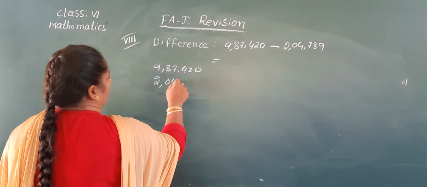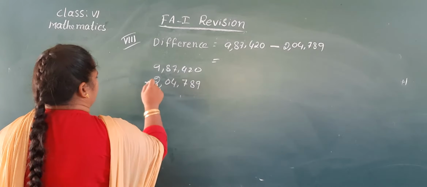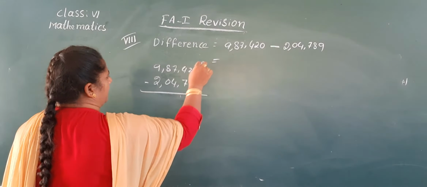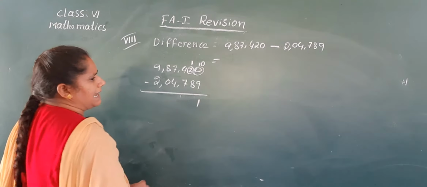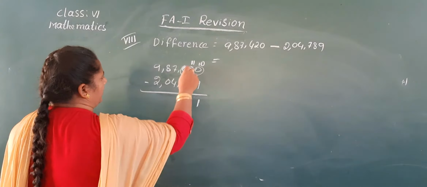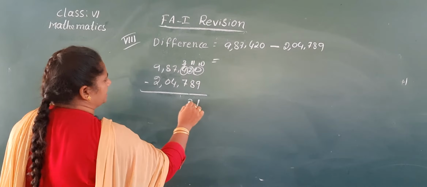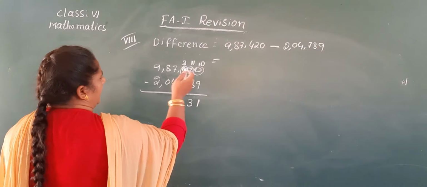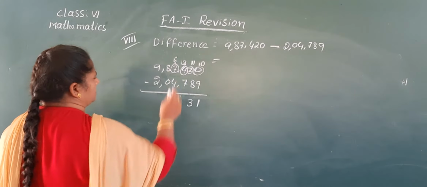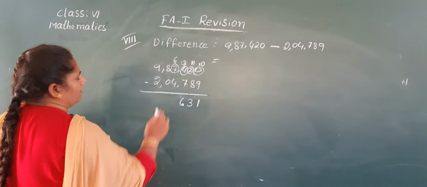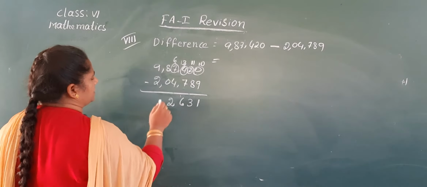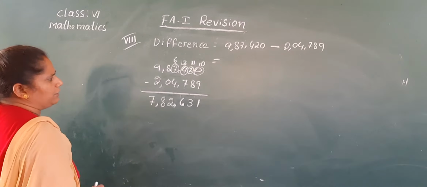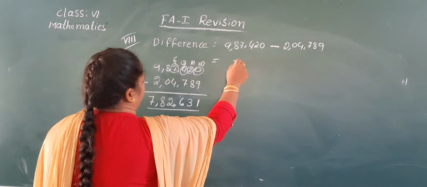Two lakh 4,789. 0 minus 9 is not possible, so take a borrow, 10 to become 1. 10 minus 9 is 1. Again take a borrow, 11. 4 becomes 3. 8 to 11 is 3. 7 is greater than 3, so we can't do it directly. Again take a borrow, 13. 7 becomes 6. 7 to 13 is 6. 4 to 6, 4 after 5, 6. 8. 9 minus 2 is 7. So 7,82,631.